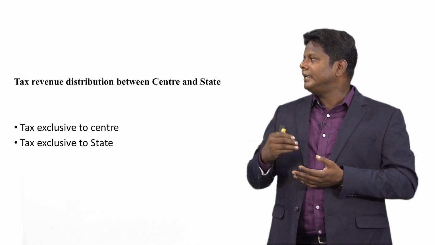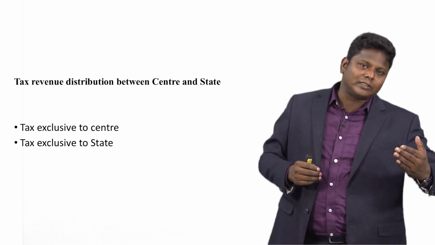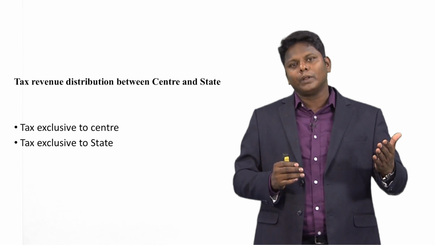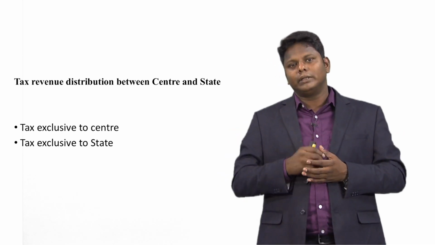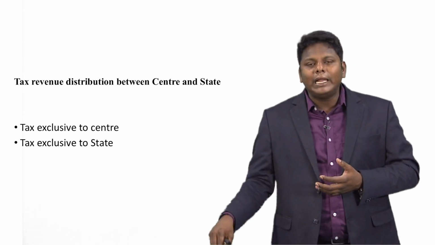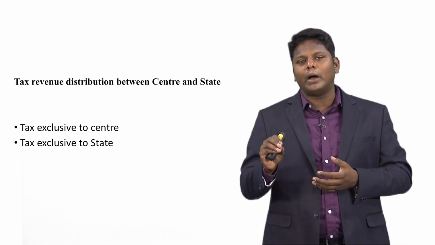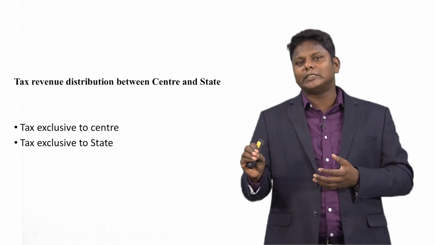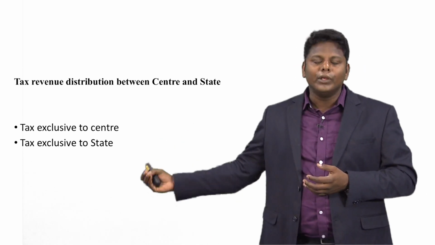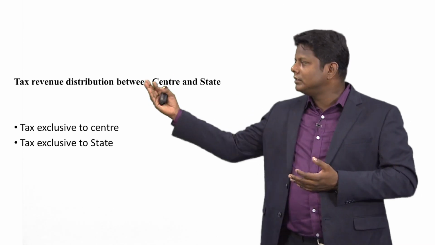Second is tax exclusive to the state. First we discussed the exclusive power of the center to levy tax. That is their autonomy, their freedom, their power. Likewise, the state government also has its own autonomy, own power, own functions they can exercise. They can also levy and collect tax. That money can be used for the welfare of the state government. For example, sales tax.